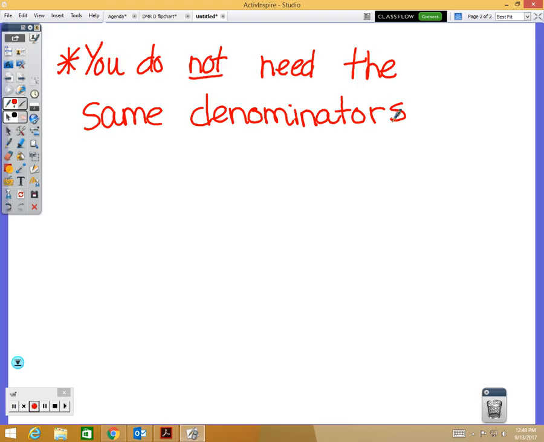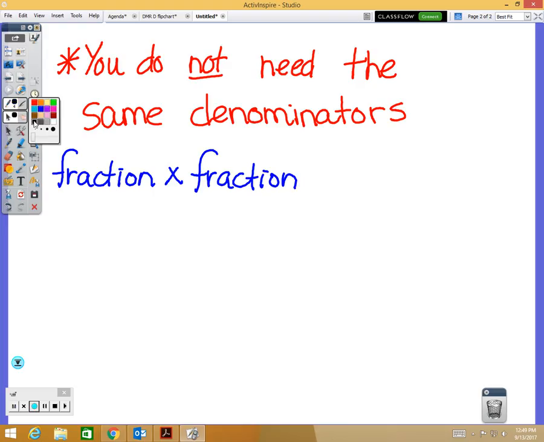So you're not going to get it wrong if you find common denominators, but there would be a lot of work involved. So we're going to start off with a fraction times a fraction. And the first problem that I would like to do is 3/4 times 1/3. Can anyone tell me what they remember about multiplying fractions, about how to do these problems? We do not need to have the same denominator, so we're not going to find the common denominator.